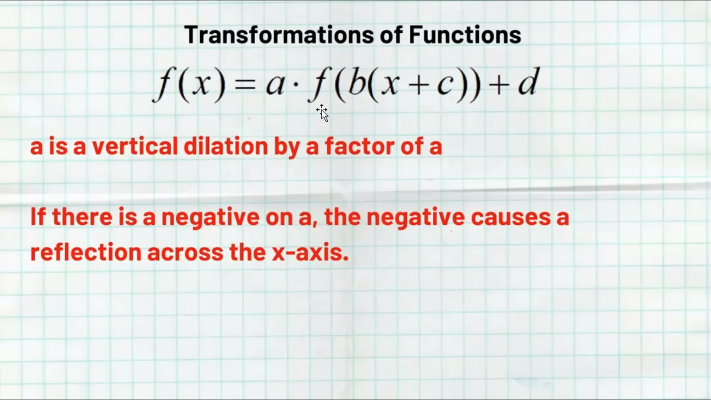So if you're going to have a 3 there, you're going to multiply your outputs by 3, and that's going to be a vertical stretch. If it's like a 1/2, that's going to be a vertical shrink. Now, if a is negative, that doesn't affect the vertical dilation. What that's going to do is cause a reflection across the x-axis.